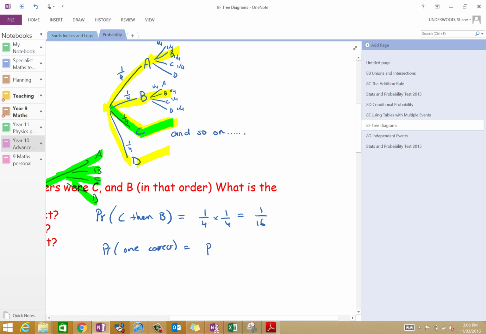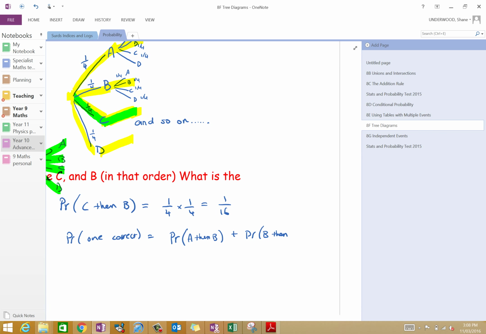That's the same as getting the probability of, he could go A, then B, plus the probability of B, then C. B was the correct answer in the second one, wasn't it? B, then B. Plus, he could get the probability of C, then anything. I'm trying to put some words to this. Plus, he could get the probability of D, which means it's incorrect, then B, isn't it?